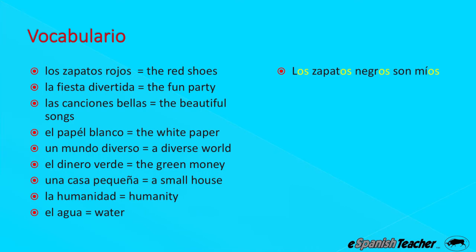Some of these words here are highlighted, some of these letters are highlighted in yellow to start to reveal to you what we're going to talk about today. So hopefully you're picking up on a little bit of this. The black shoes are mine.